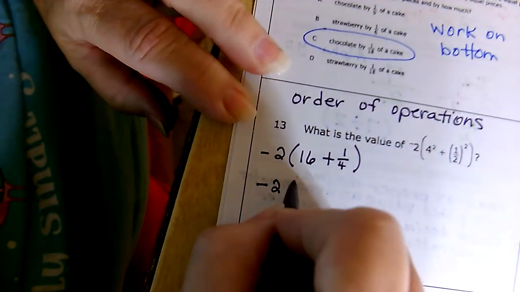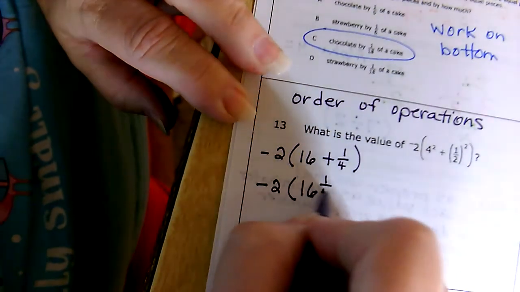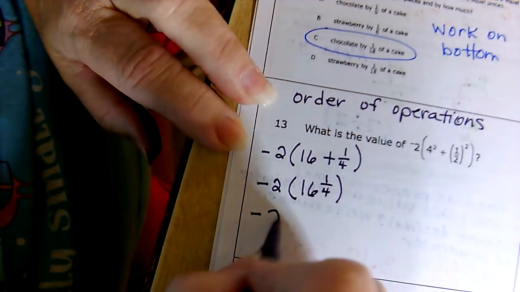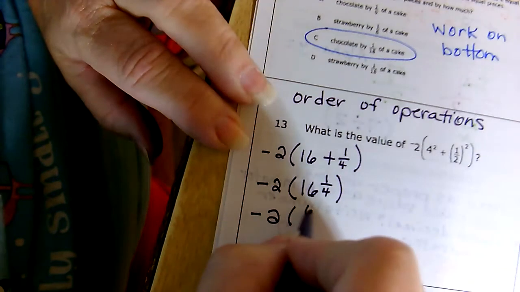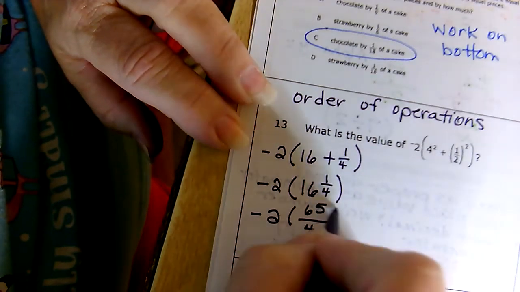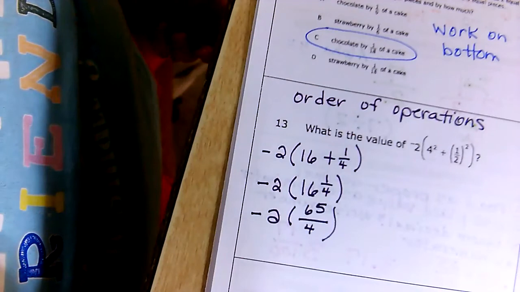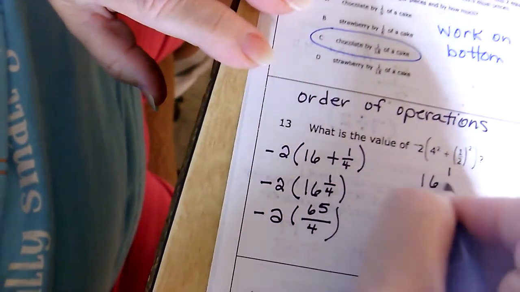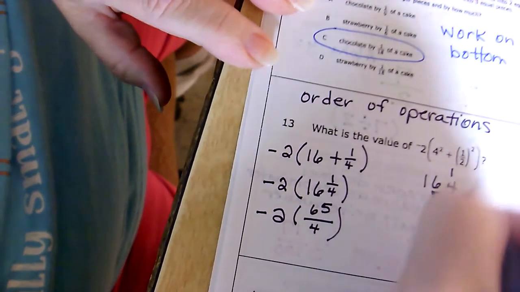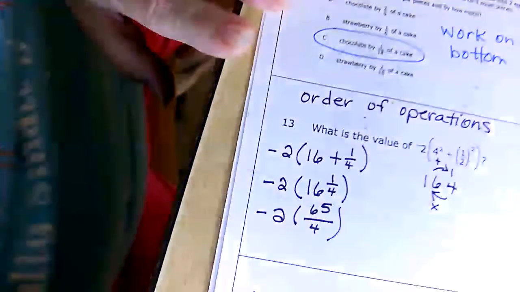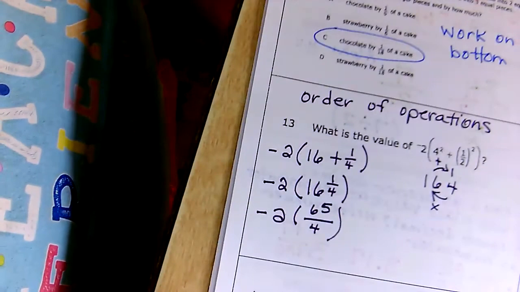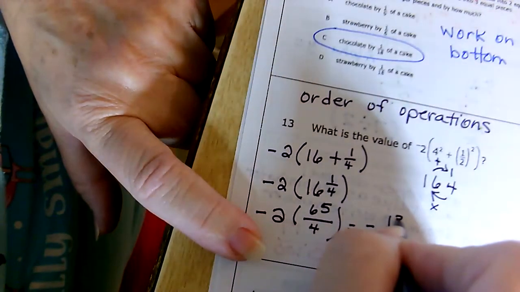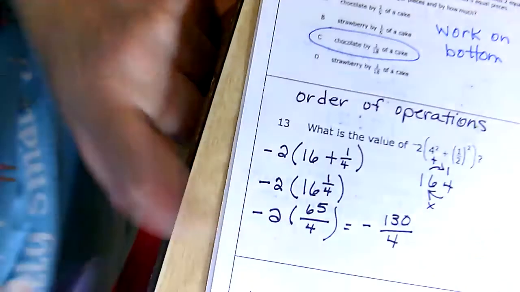which is a -2 times 16 and 1/4, which is a -2 times 65/4. And we got that 65 and 1/4 by doing the 16 and 1/4, just like we did on the front side, and added them like that. Then you get a -130/4.